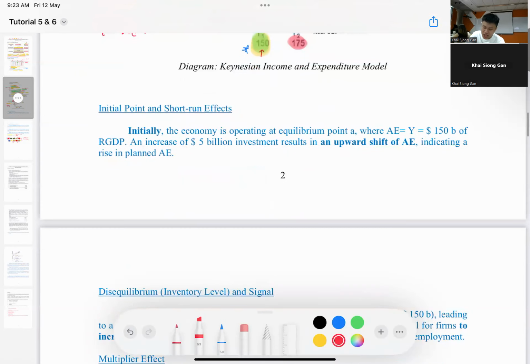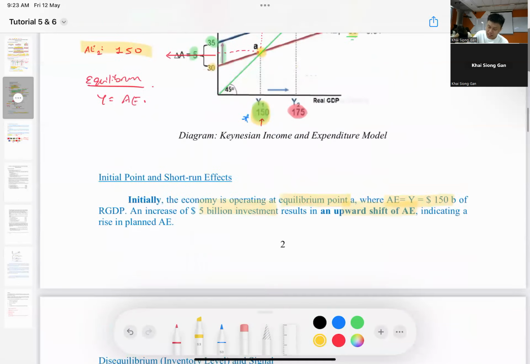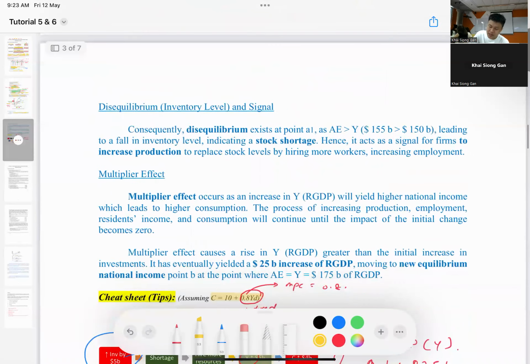Initially, the economy is operating at equilibrium point A, where AE equals Y equals 150 billion of the real GDP. That's the initial amount. So an increase of 5 billion investment results in an upward shift of aggregate expenditure, a rise in the aggregate expenditure. That's why we move from point A to point A1. After that, there is no equilibrium anymore.